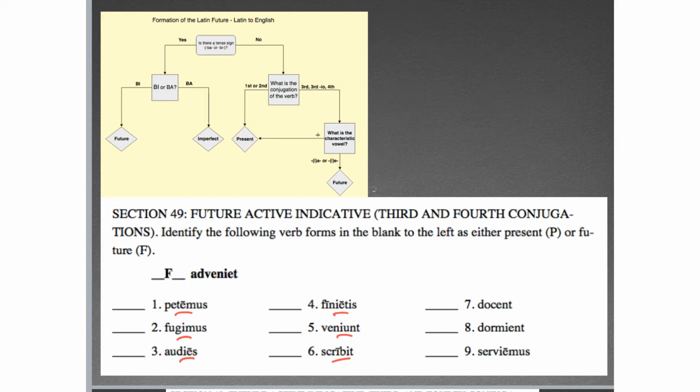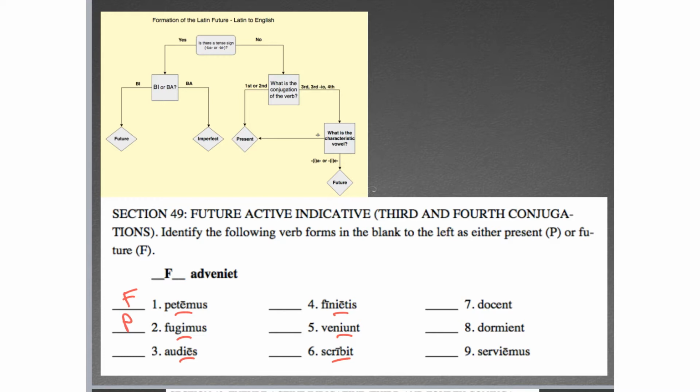But we've got to figure out whether they're present or future, and that will be entirely dependent on the conjugation. Now, for number 1, you really do need to know the conjugation because that E can go either way. It's peto, petere, third conjugation. That E is going to make it future. Now for number 2, that I can only be present tense, right? The I can't be anything else. So you don't have to know conjugation there. You know it has to be present, all right?